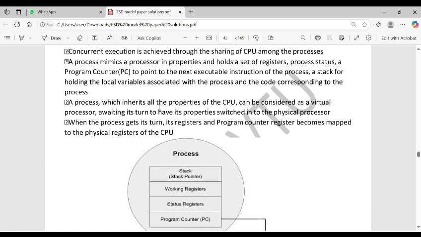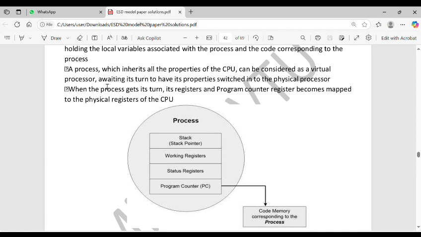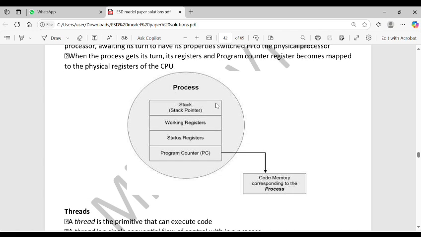A process which inherits all the properties of the CPU can be considered as a virtual processor, awaiting its turn to have its properties switched into the physical processor. When the process gets its turn, its register and program counter register become mapped to the physical register of the CPU. Here is the block diagram you can refer in the exam.